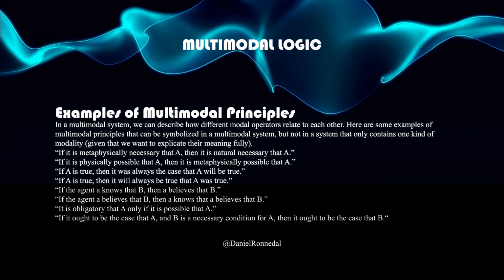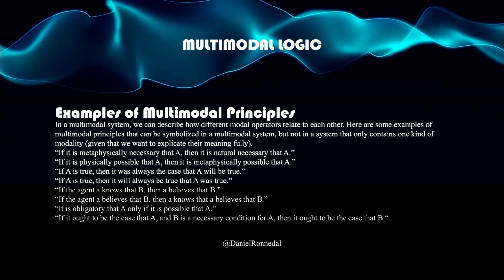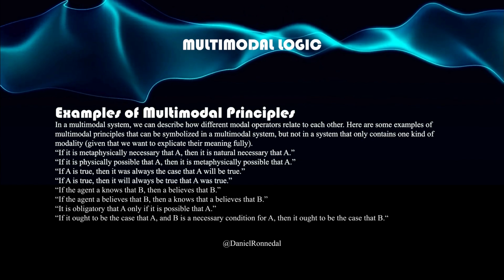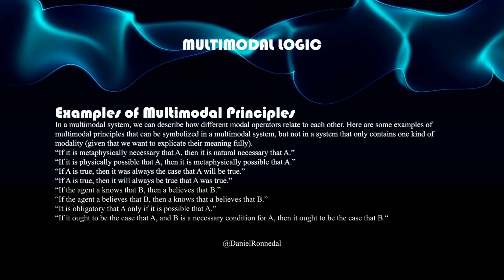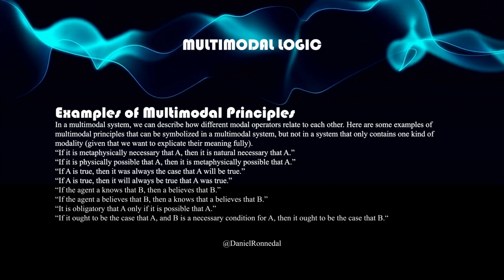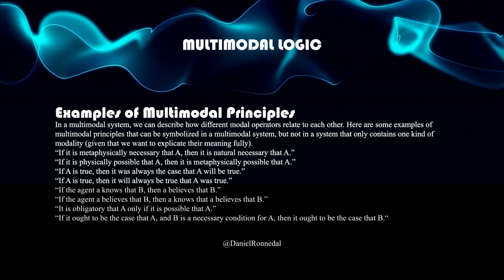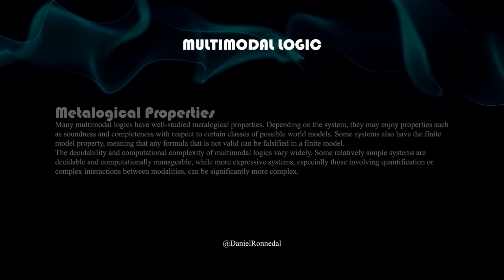If the agent a knows that B, then a believes that B. If the agent a believes that B, then a knows that a believes that B. It is obligatory that A only if it is possible that A. If it ought to be the case that A, and B is a necessary condition for A, then it ought to be the case that B.